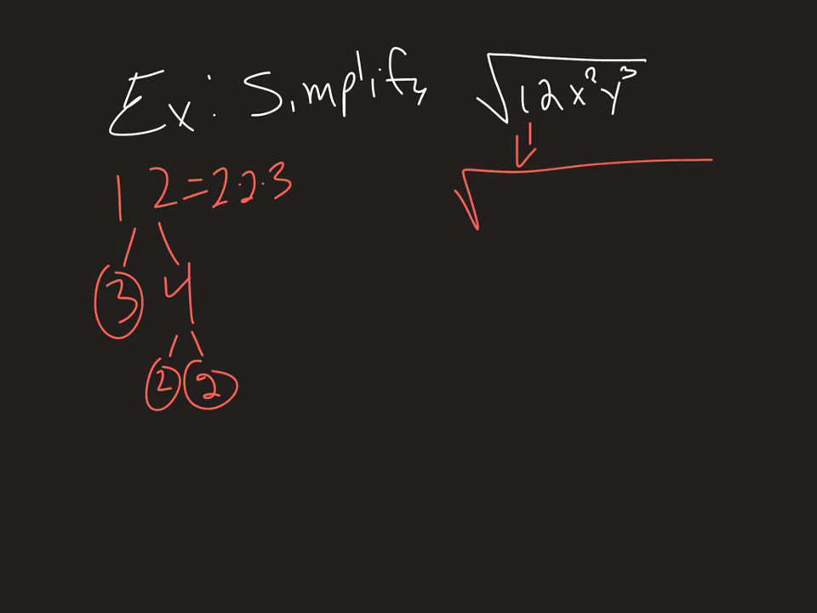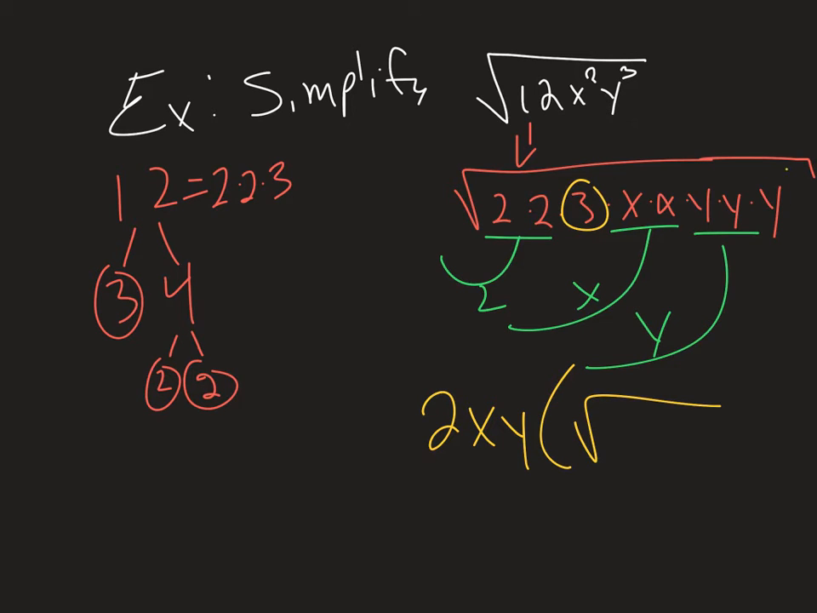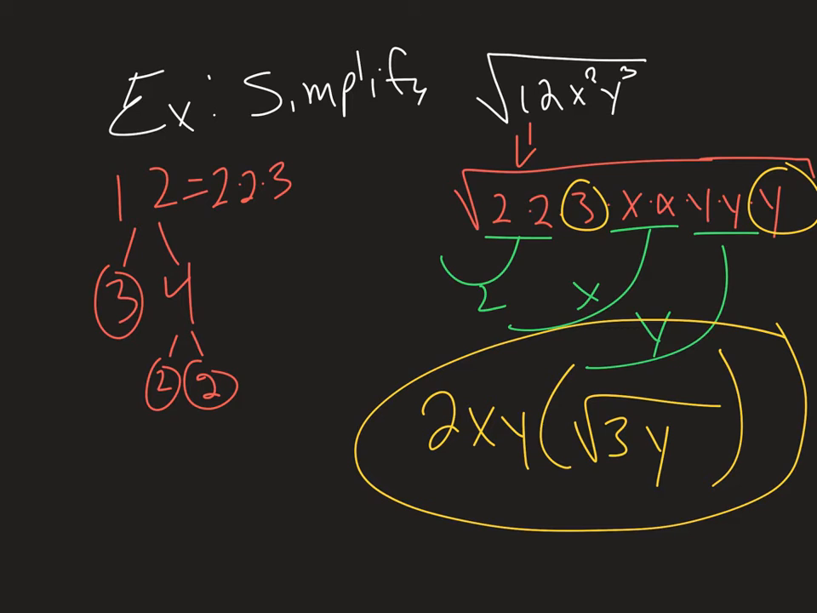Which means I can rewrite this radical expression as the square root of 2 times 2 times 3 times x times x times y times y times y. Now I'm going to go through. I have two 2's, I have two x's, and I have two y's. That means I can pull out one 2, I can pull out an x, and I can pull out one y. So ultimately I would have 2xy times whatever's left, which in this case is the square root of 3y. And this would be as simple as we can make it for now. Until we know what x and y are, this is as good as it gets.